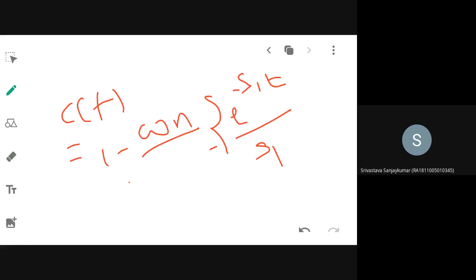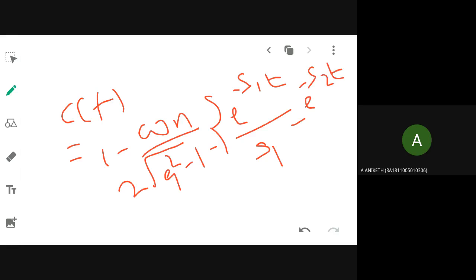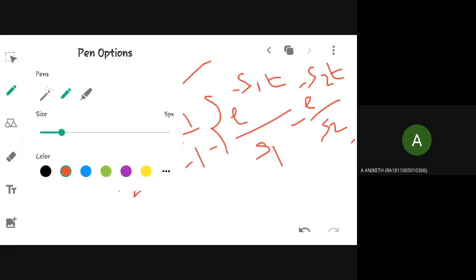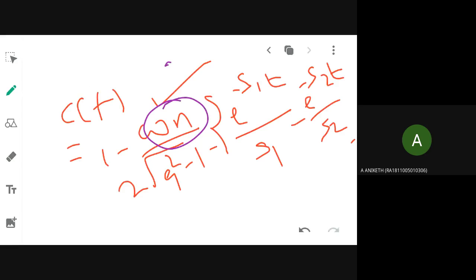The equation is omega n divided by 2 root of zeta squared minus 1, minus e power minus s2 t divided by s2. Now you know omega n. You have just found that omega n is equivalent to 2, and zeta is 1.25. But you still don't know what the roots are.